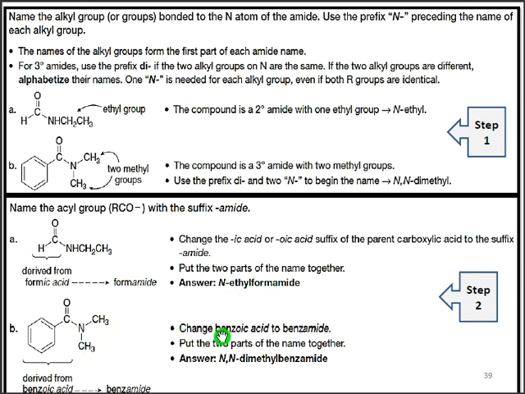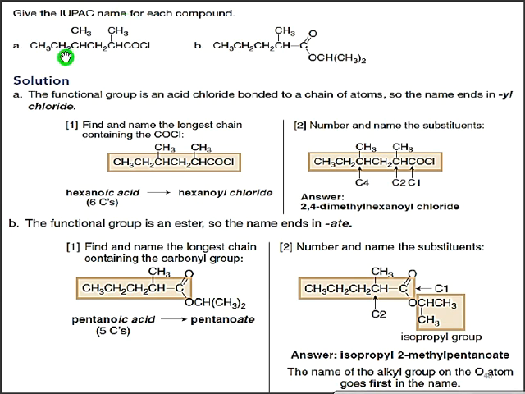This changes the benzoic acid to benzamide. This is the benzoic acid. It will be benzamide. And what we have here, we have methyl groups. N,N-dimethyl benzamide. Now look at these two examples.